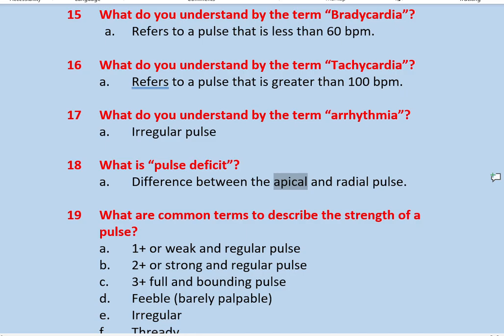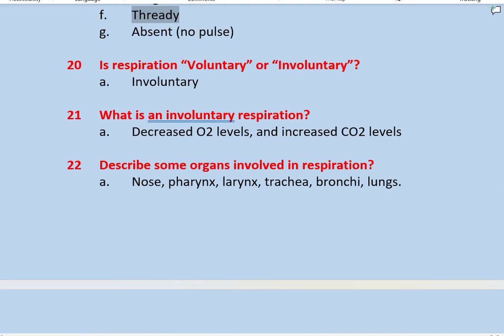18. What is pulse deficit? Difference between the apical and radial pulse. 19. What are common terms to describe the strength of a pulse? 1 plus or weak and regular pulse. 2 plus or strong and regular pulse. 3 plus full and bounding pulse. Feeble, barely palpable. Irregular. Thready. Absent, no pulse.